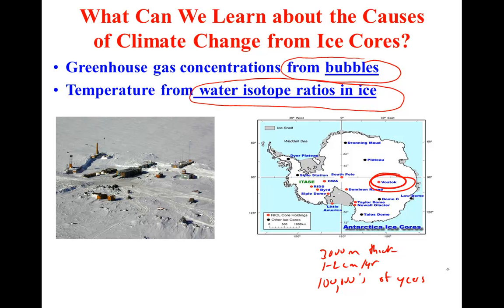As a result, as you drill through the ice sheet in East Antarctica, where accumulation rate is very low, you're getting very old ice. You're able to look at changes in greenhouse gas concentrations in the atmosphere and temperature change over long time periods.